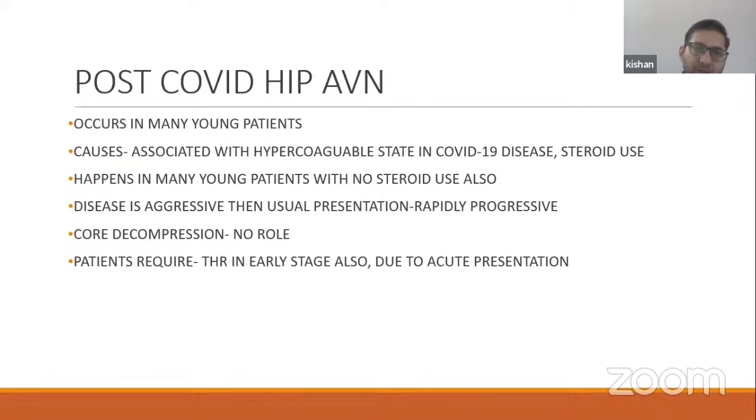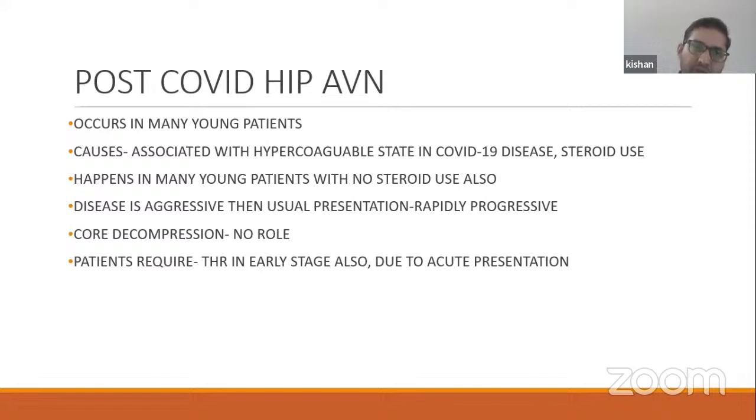So, a new entity is the post-COVID hip AVN. It happens in many younger patients. The patients usually present in the age group of approximately 20 to 35 years. The causes are hypothetically associated with the hypercoagulable state in COVID-19 disease plus steroid use.